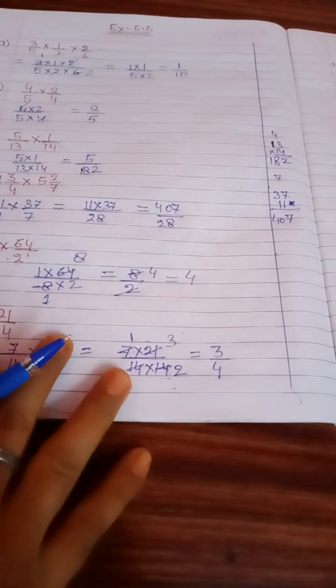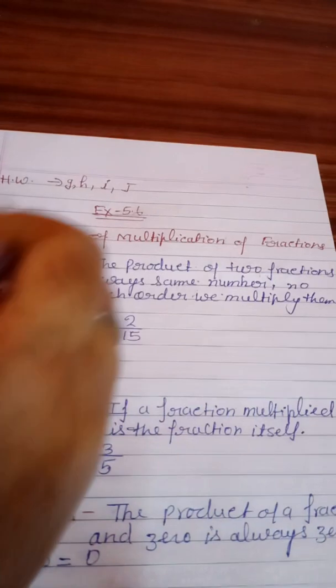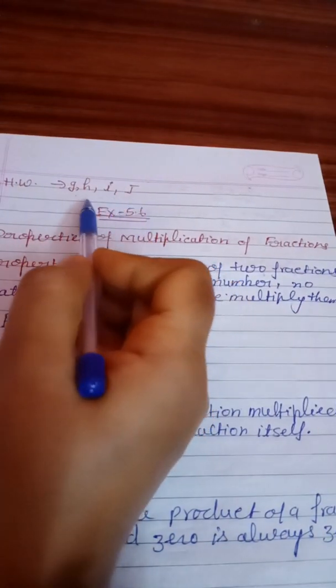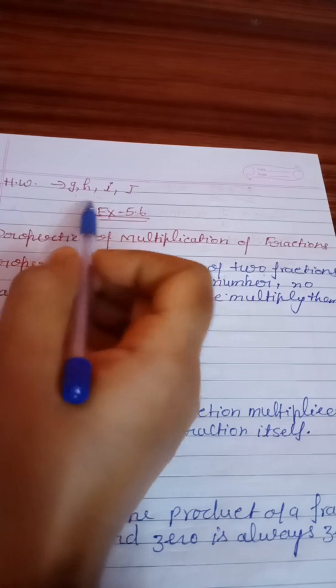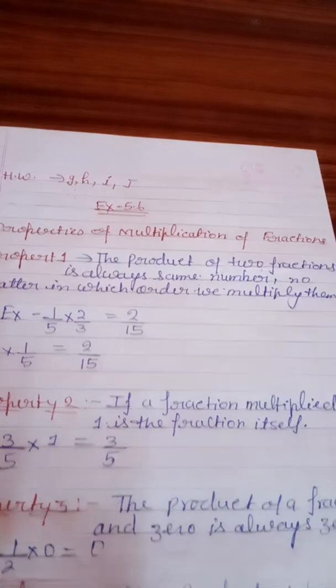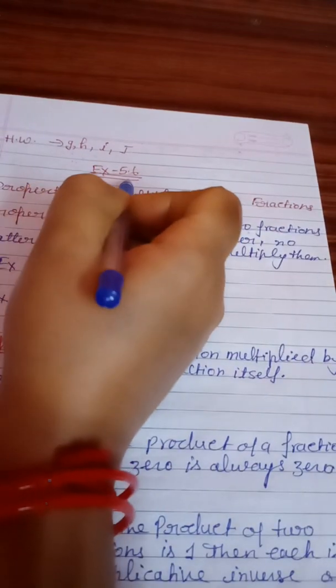So in this way, beta, parts G, H, I and J I am not doing. You will do these parts yourself, because I have discussed all kinds of questions with you. So the rest of the parts of this question will be your homework. Afterwards we are moving to exercise 5.6.